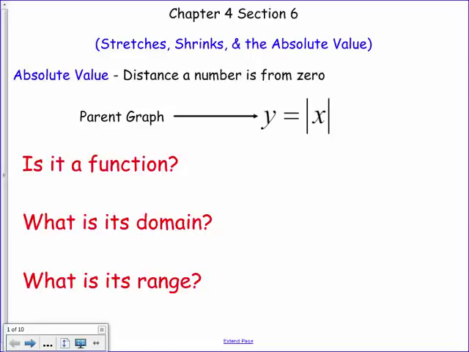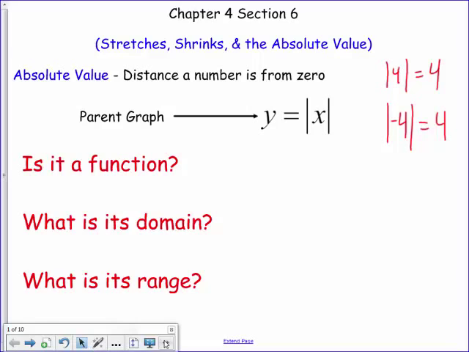And we're going to introduce a new family here, which we'll start with right away, our absolute value family. So remember, absolute value is the distance a number is from 0. For example, if I took the absolute value of 4, it's 4 units from 0. If I took the absolute value of -4, it's also 4 units from 0. So we can't have a negative distance. Anytime we take an absolute value, we always get a positive. Before we answer these function, domain, range, let's take a look at it on a graph.